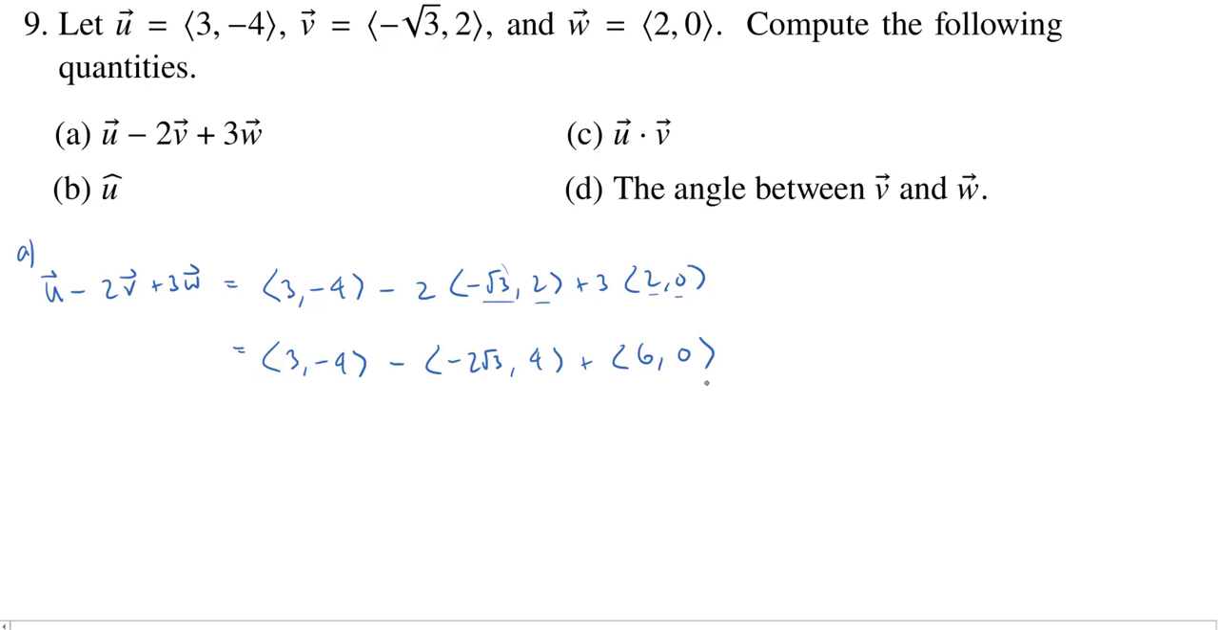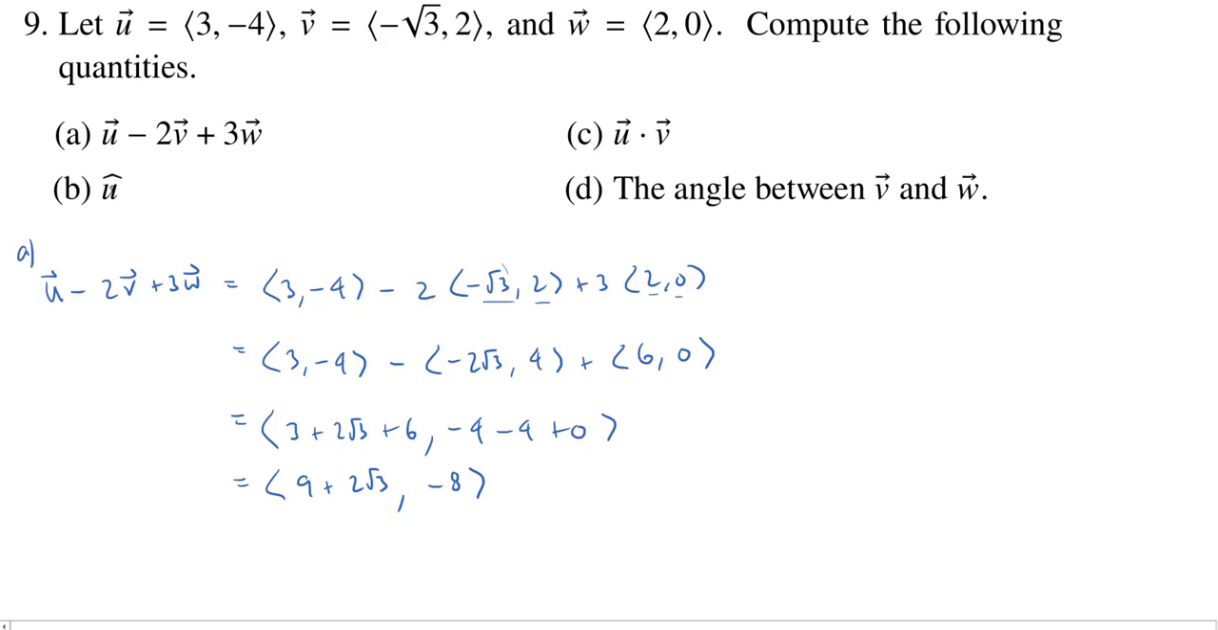Okay, and then to add or subtract vectors together, you just add the components, and so we'll end up with 3, well, let's see, we'll have minus 2 root 3, so it'll be plus 2 root 3 plus 6 in the first component, and then negative 4 minus 4 plus 0 in the second component. We can combine if we like, 9 plus 2 root 3 comma negative 8. Okay, so that's how we're going to add vectors and scale them. Okay, what's the next problem?